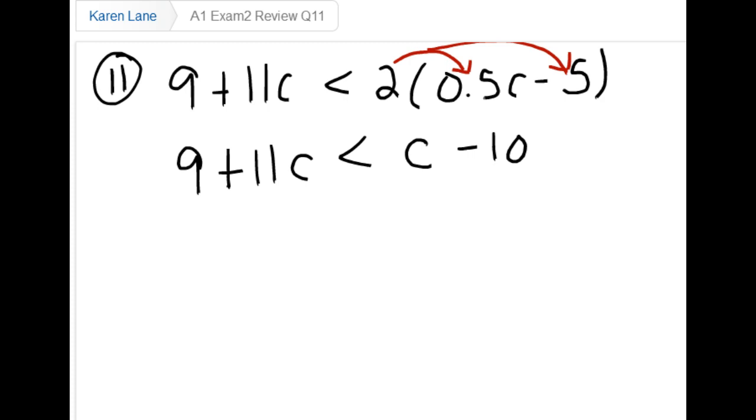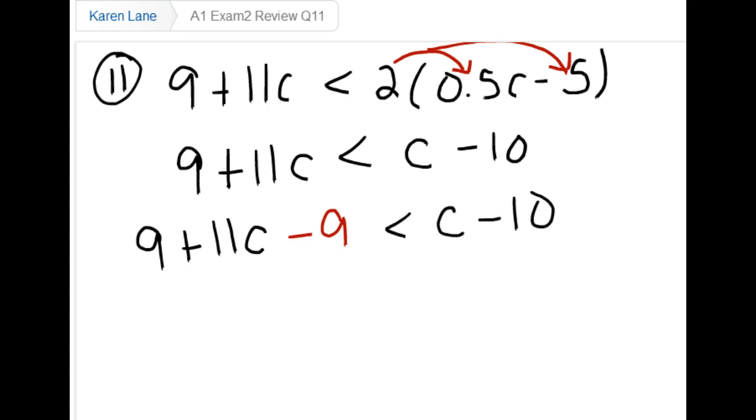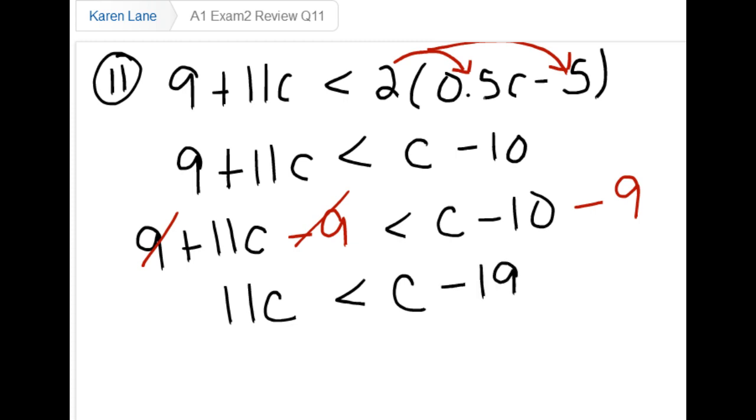Okay, now we need to get our c's on one side and our numbers on the other side. So the first thing I'm going to do is subtract 9 from both sides of the equation. That lets these two cancel, and we're left with 11c is less than c minus 10 minus 9, which is minus 19. Now we need to get our c over to the other side.